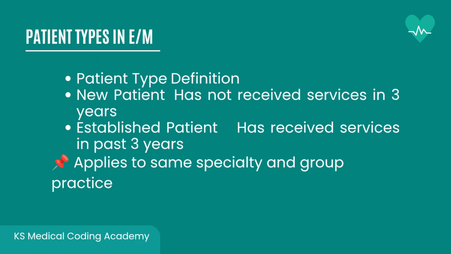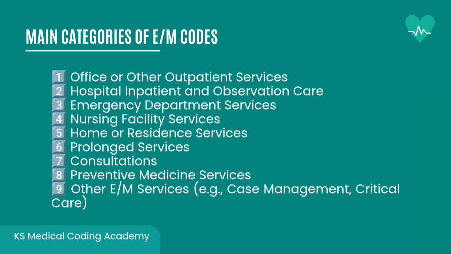Here's a quick refresher. A new patient is one who hasn't received any face-to-face services from the provider or group practice of the same specialty in the past 3 years. An established patient has been seen within that time frame. EM codes are divided into several categories based on the place of service and the type of care provided. The main ones include office or outpatient services, hospital inpatient and observation care, emergency department services, nursing facility and home services, consultations, preventive medicine, and prolonged services. Each category has its own structure, rules, and code ranges.